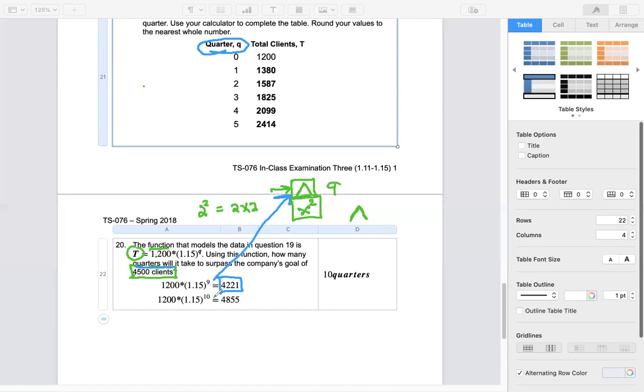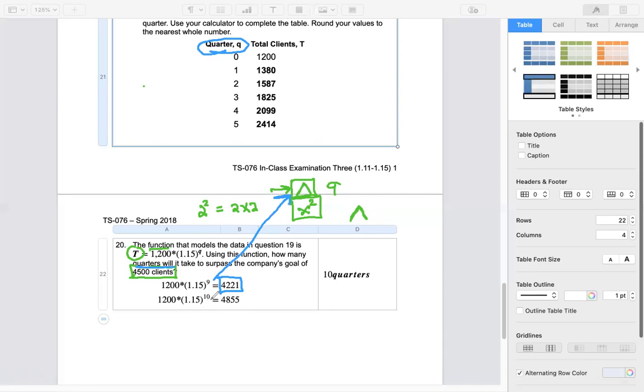So let's try it to the 10th term, to the 10th quarter. Okay. 1,200 times 1.15 to the 10th. And this would be the 10th quarter. And sure enough, I get 4,855. I'm looking at 4,500. Hey, that's more. It would be 10 quarters. It would take me 10 quarters.